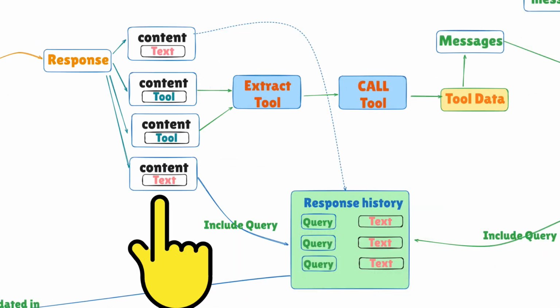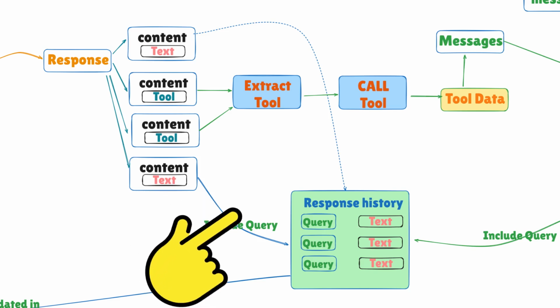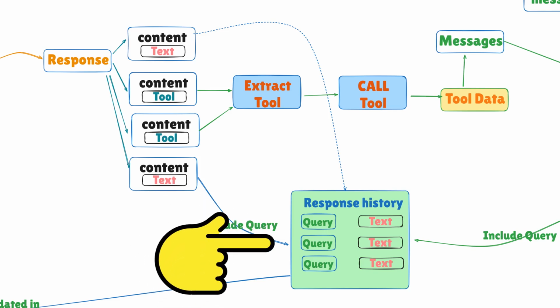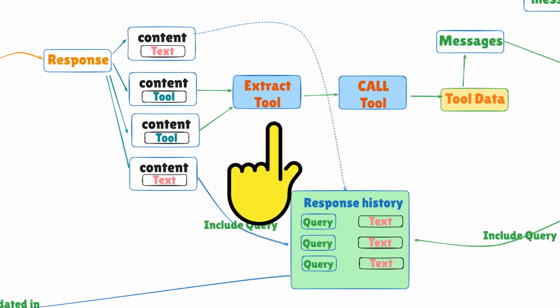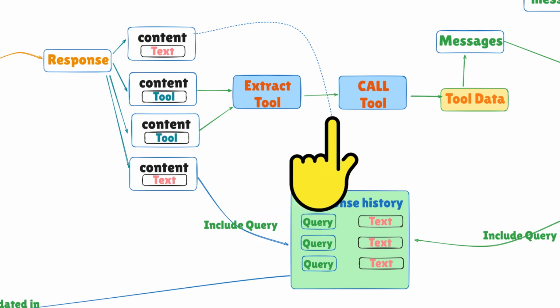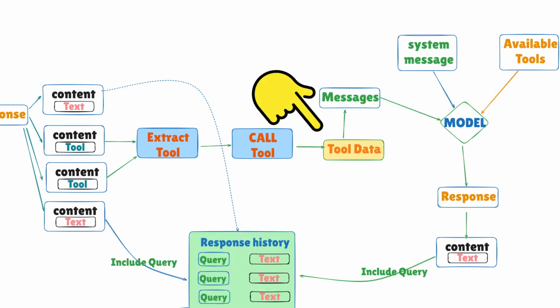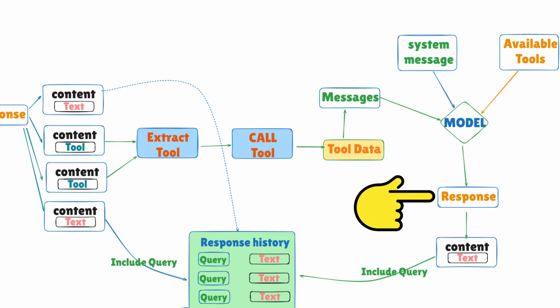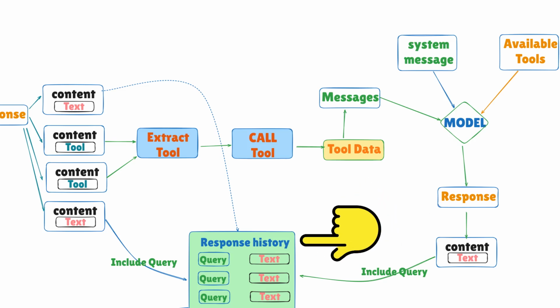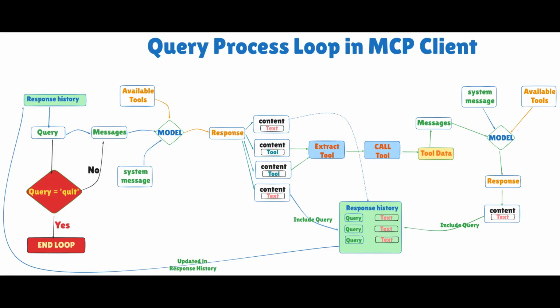If the response is of type text, then it is stored in the response history variable and then in additional variables inside the method. If the response is of type tool call, then it is used to select the tool and then call the corresponding function. Data returned from the tool is placed in the messages list and then used to call the model a second time, and then the response is received. This is the final response mostly, and it is added to the response history variable. That is the overall query process loop.